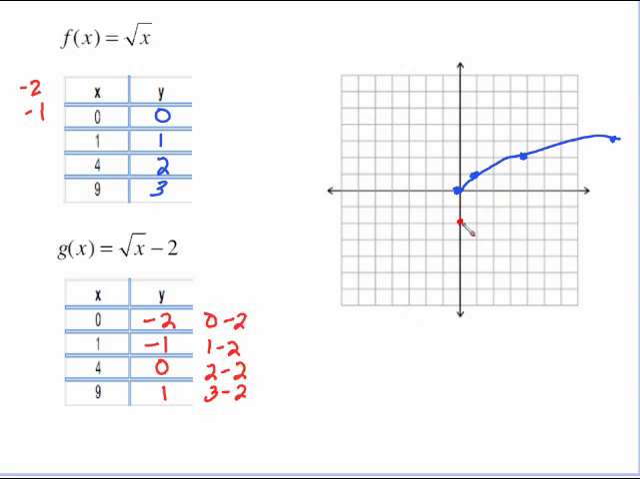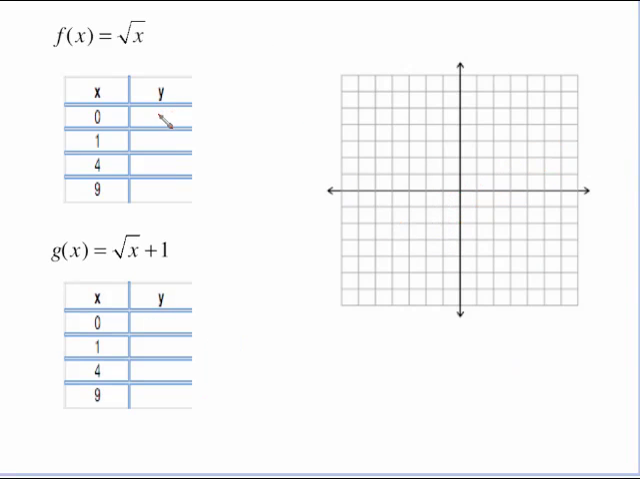0, negative 2 is here, 1, negative 1, 4, 0, and 9, which is like out here a little bit, 1. And if I can draw this, you see that we get pretty much the same curve, but what has happened to the blue curve? It has shifted down 2. So in this section, it's just a matter of using the points, doing the arithmetic, and plotting. But hopefully you begin to discover certain trends. And the only thing these examples looked at so far are the shiftings, the vertical shiftings.